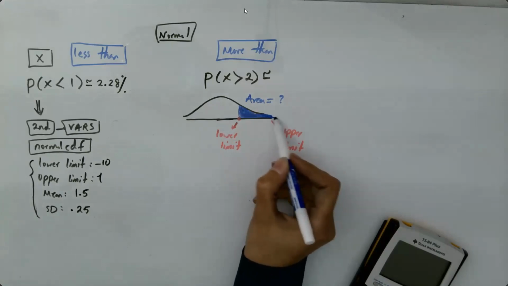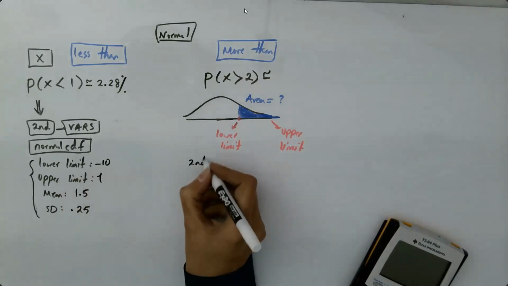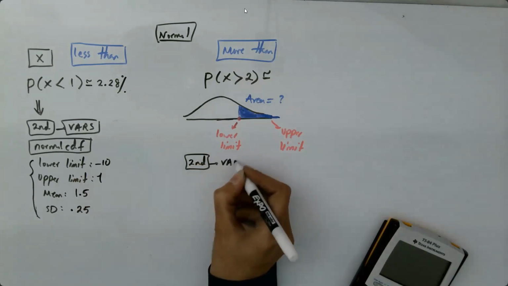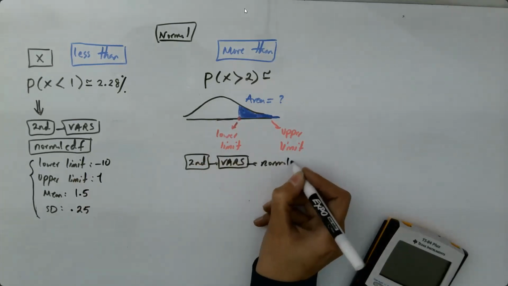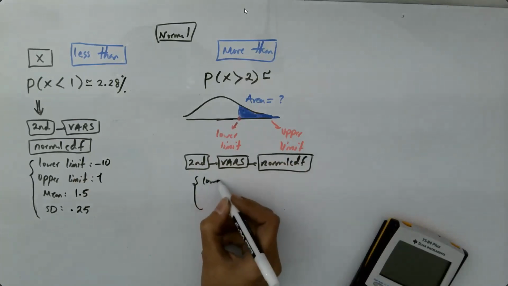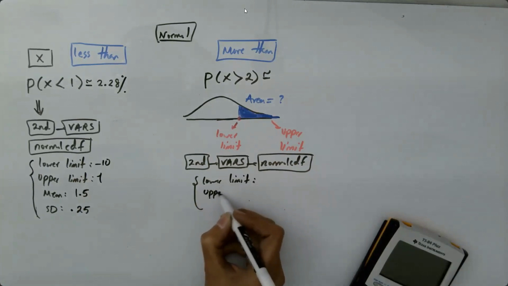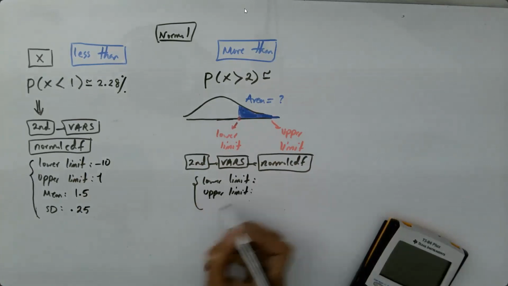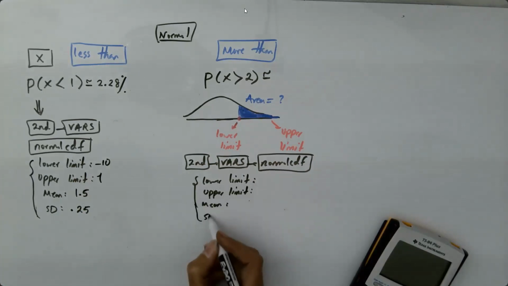It just keeps going. It's going to be very small, but it keeps going. All right, very good. So second, VARS, normal CDF, lower limit, upper limit, mean, and the standard deviation.